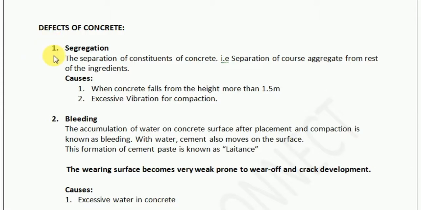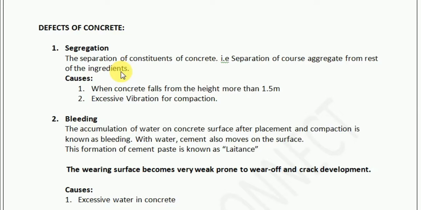First is segregation, the separation of constituents of concrete, that is, separation of coarse aggregate from the rest of the ingredients. As we have already studied, concrete is a three-phase material. One is a paste phase, one is an aggregate phase, and the other is a transition zone. Now what happens in this particular defect is that aggregates tend to separate from the paste. Due to this, the entire strength of the concrete is lost.